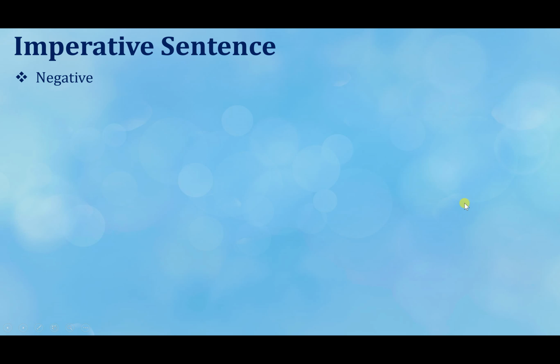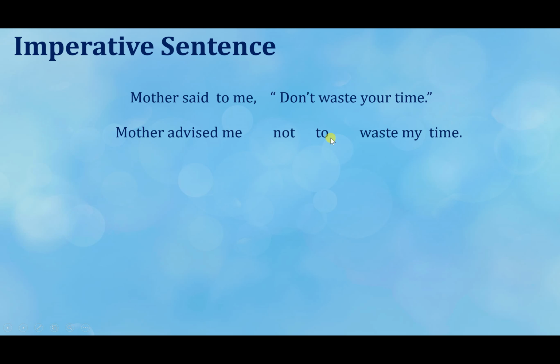Now the second one is negative. Mother said to me, don't waste your time. So don't refers to negation. Mother advised me not to waste my time. So see the changes. For said to, we have used advised. For don't, we have used not. And as it is an imperative sentence, we will use to.